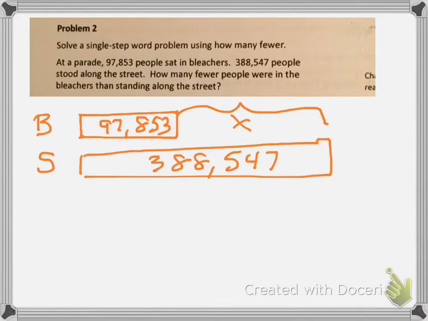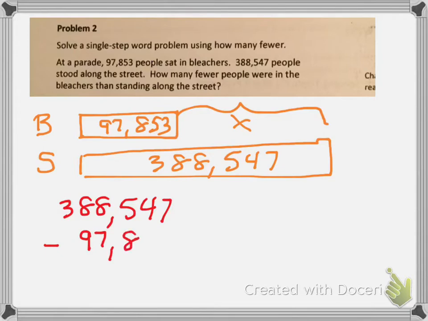That's what we're trying to find out. So we're going to solve for x. Anytime we find a difference, we're going to do a subtraction problem. All right, so we need to do our biggest number on top, 388,547, take away 97,853. Okay, we're ready to start subtracting.